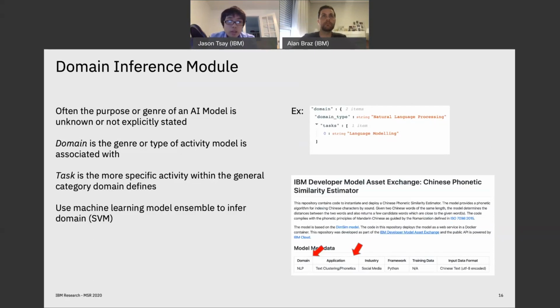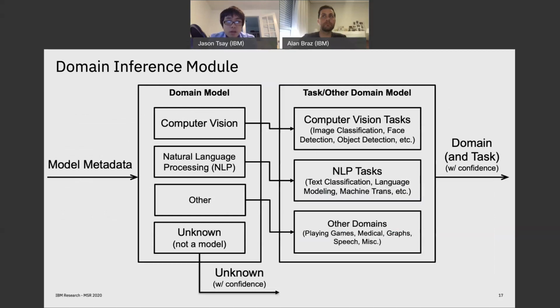The way we actually do this is that we created our own machine learning model ensemble, and we use this to infer the domain. At a very high level, we have multiple models to detect the domain, and we pay particular attention to vision and NLP. If we find a vision or NLP model, we then further infer the task. If it's not, then we infer whatever that domain was, so it could be playing games, graphs, etc. The reason we do this is because in our ground truth dataset for models, there's an order of magnitude more computer vision and NLP models, and so we do this in order to compensate for that.